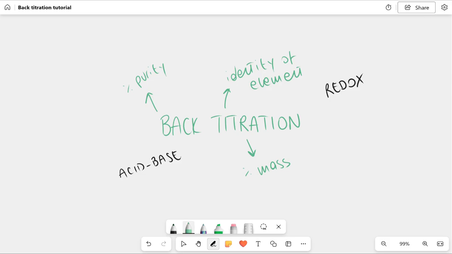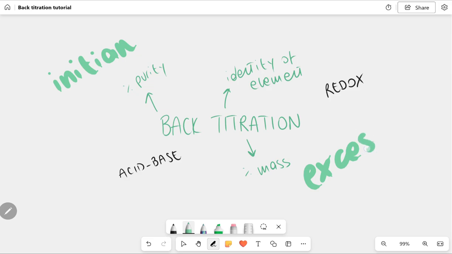What all of these have in common is that we have an initial amount and an excess amount that we need to calculate. So considering this initial and this excess, which will allow us to find the amount reacted using the mole ratio and subtracting these two values, let's try to approach this calculation.